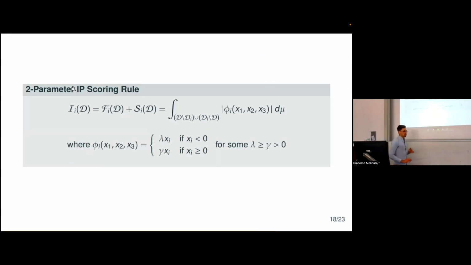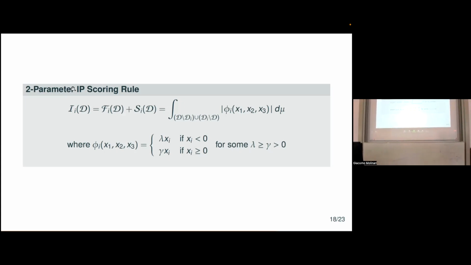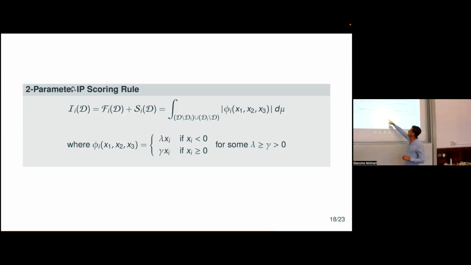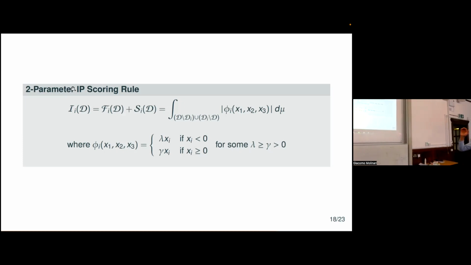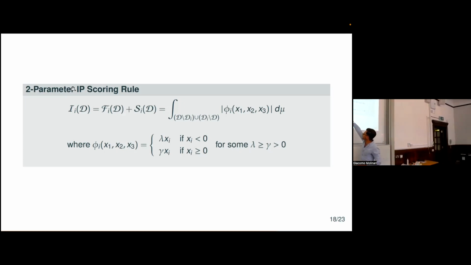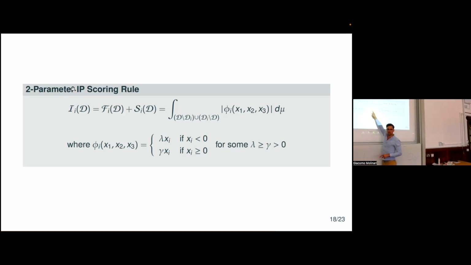And we're going to do this with a particular 2-parameter scoring rule, one that I mentioned earlier, where the penalty function is just a particular constant scaling. So the type 1 error is here. Lambda tells us the type 1 error.